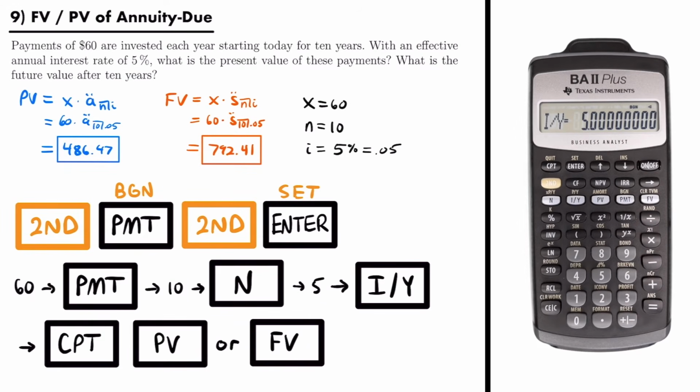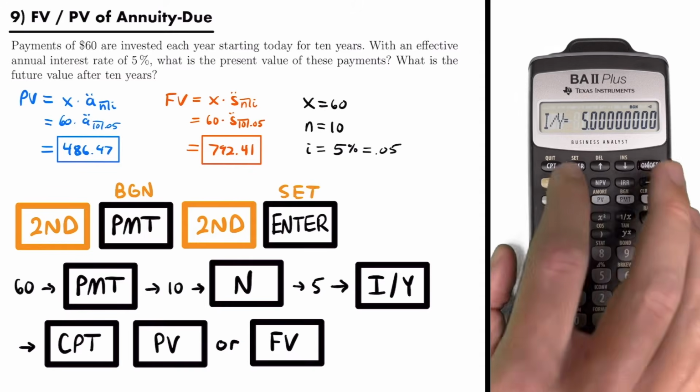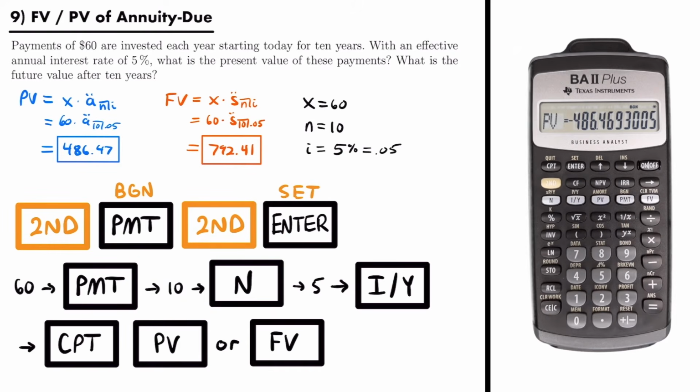All right, so let's start by calculating the present value. So I'll hit compute present value, and there is our $486.47 that we have right here. And then if we want to calculate the future value, we'll go through all of that again, but instead we will compute the future value instead of the present value.